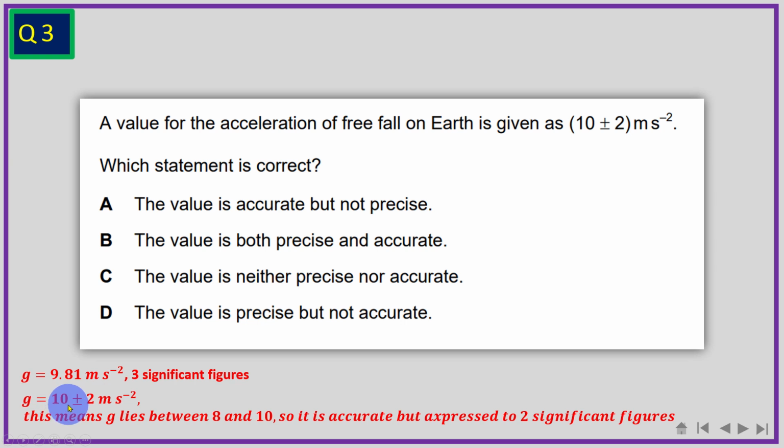g being equal to 10 plus or minus 2 meters per second squared means that it lies between 8 and 12. So it is accurate, but expressed to 2 significant figures and therefore not precise. And that is why our answer is A. This value is accurate but not precise. Let's go to question 4.